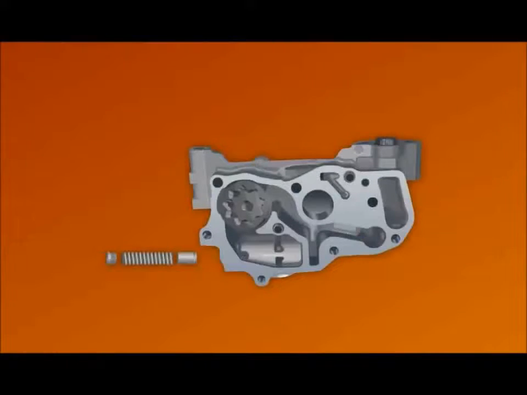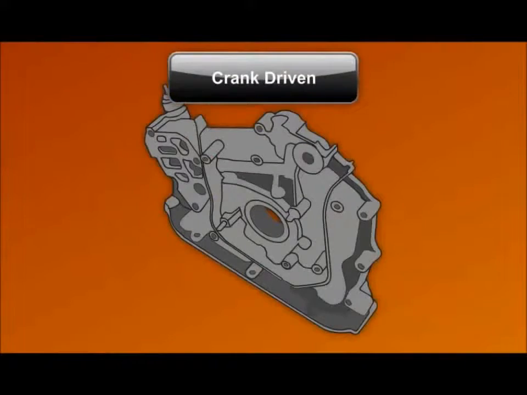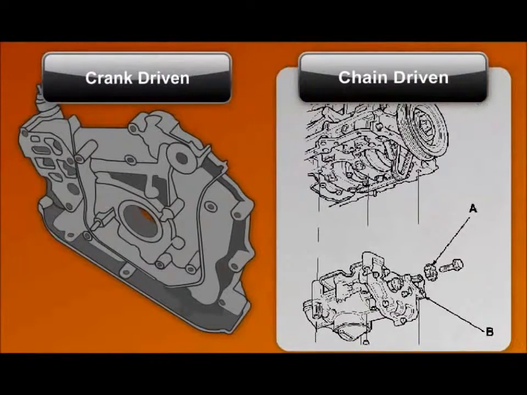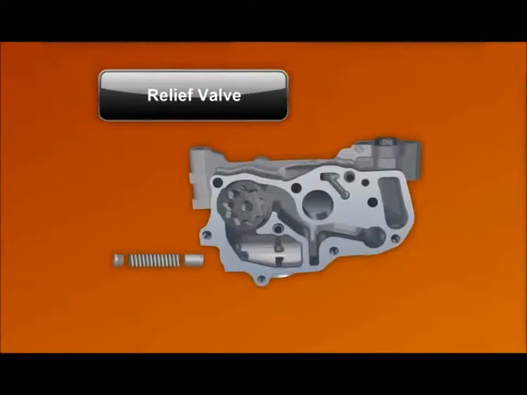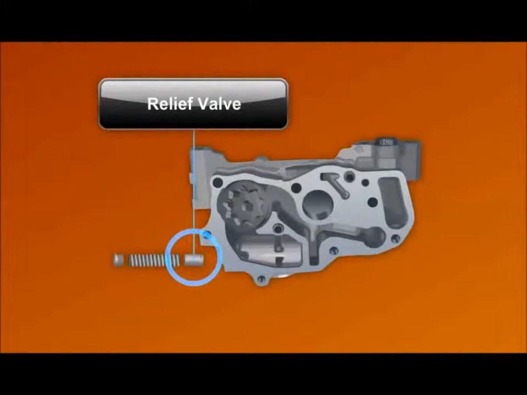The lubrication system uses a positive displacement oil pump to pressurize engine oil passages. Some pumps mount at the front of the crankshaft, while other engines drive the pump using a chain connected to the crankshaft. The pump assembly includes a relief valve designed to limit total system pressure.